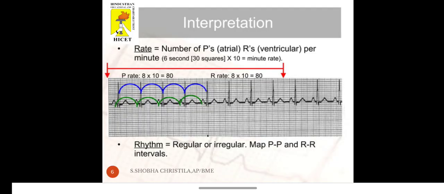Now we will see how to calculate the rate. Rate is nothing but the number of P waves, that is atrial, and R waves, which is ventricular, per minute. So P rate is 8 into 10, that is 80, and R rate is 8 into 10, that is 80. So you have to multiply the number of P waves by 10 and the number of R waves by 10. That gives you your minute rate. So rhythm means whether it is a regular rhythm or irregular rhythm. It's based on the mapping of the PP interval and RR interval.